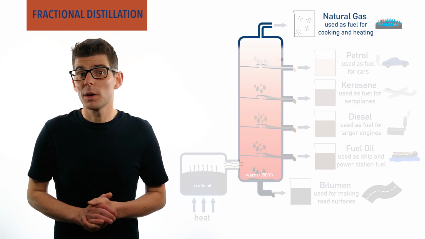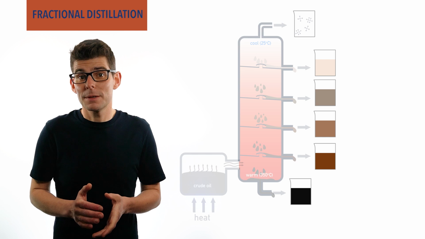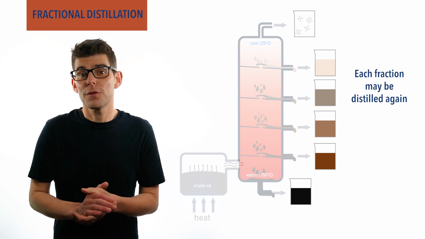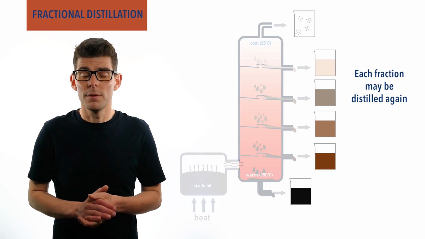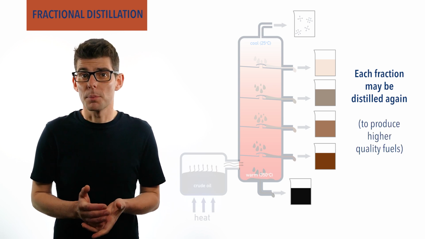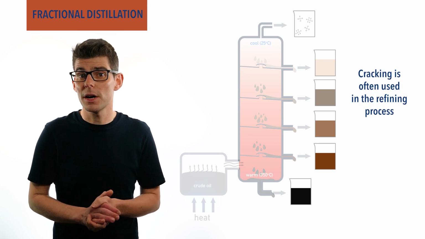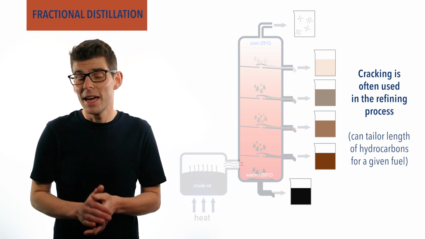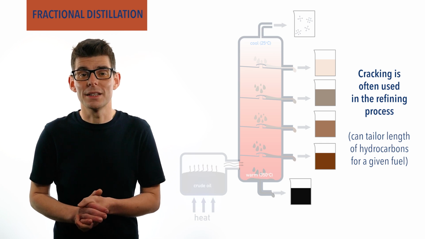To make higher quality fuels, each fraction obtained will be further refined and basically distilled again to further separate out different length hydrocarbons in the fraction. This improves the purity and efficiency of the fuels. A process called cracking is often used to help tailor the length of hydrocarbons to a desired length, increasing the proportion of crude oil that can be used for a particular fuel type.